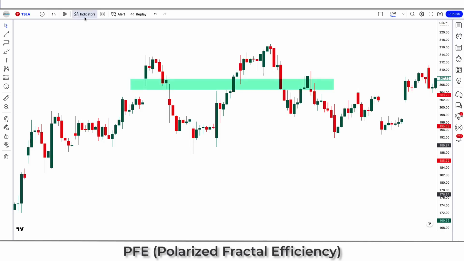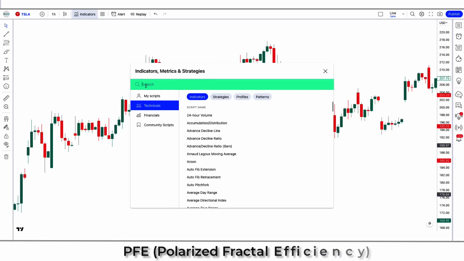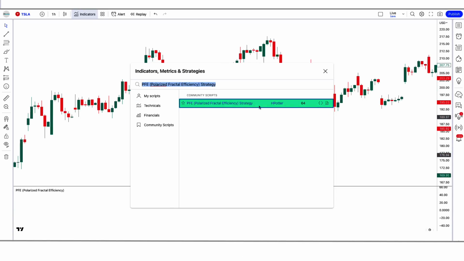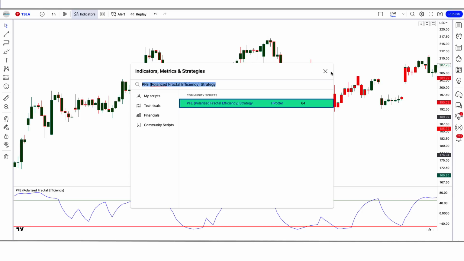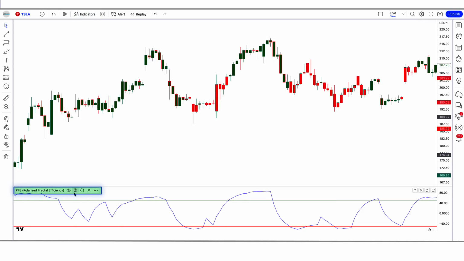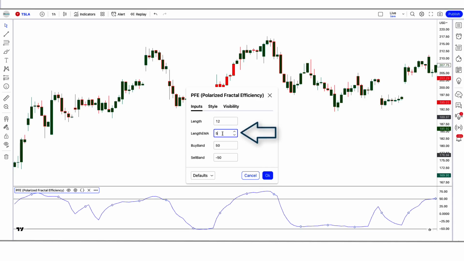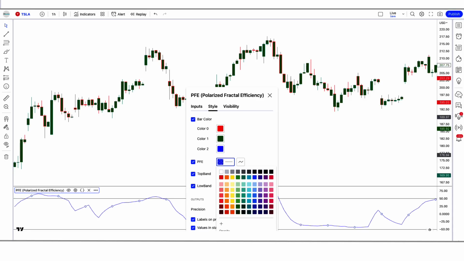First of all, we will search for the PFE indicator in the search box of TradingView. After that we have to click on the PFE strategy by HPOTTER option, in which we have to change some settings. We have to change this length option from 9 to 12. We have to change this length EMA option from 5 to 7. We need to increase the opacity of this PFE option.